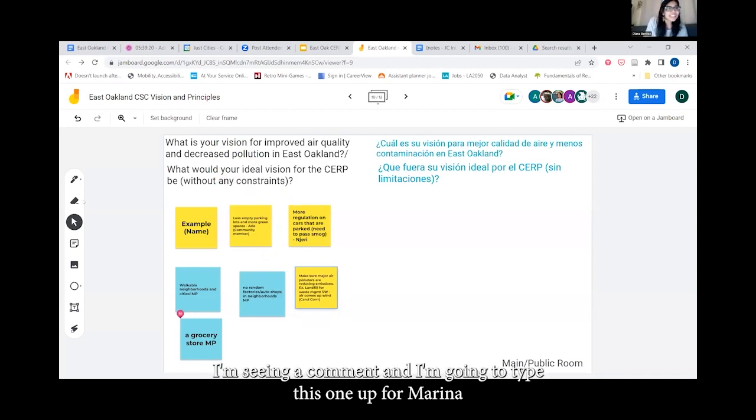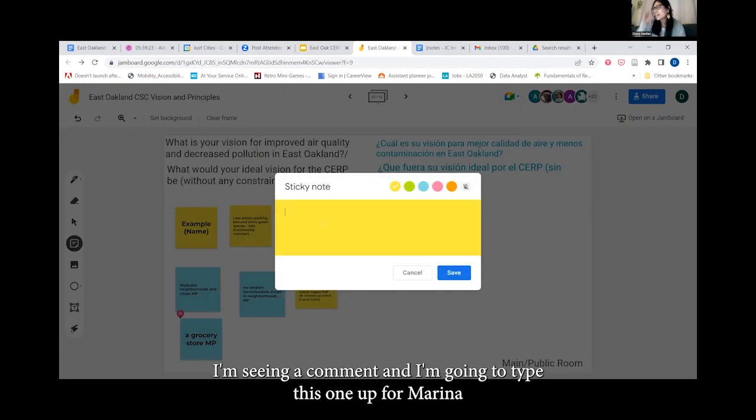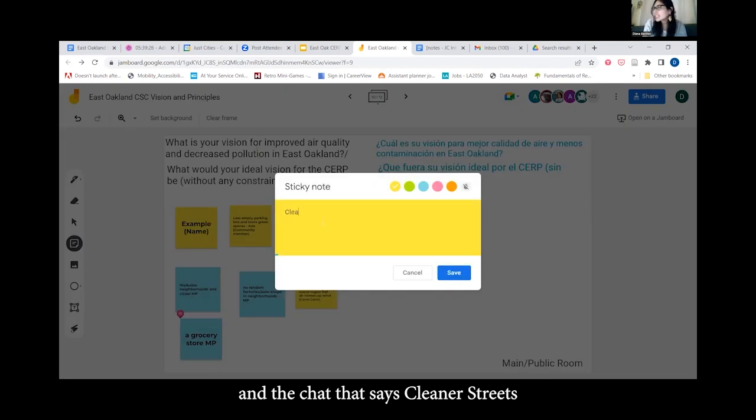What else are we seeing? I'm seeing a comment, and I'm going to type this one up, from Marina in the chat that says, clean our streets. Presupuesto, supervisar las compañías que estén en Oakland. Like, supervise. Marina, would you like to clarify, like, supervise budgets or costs for the companies that are based in Oakland?